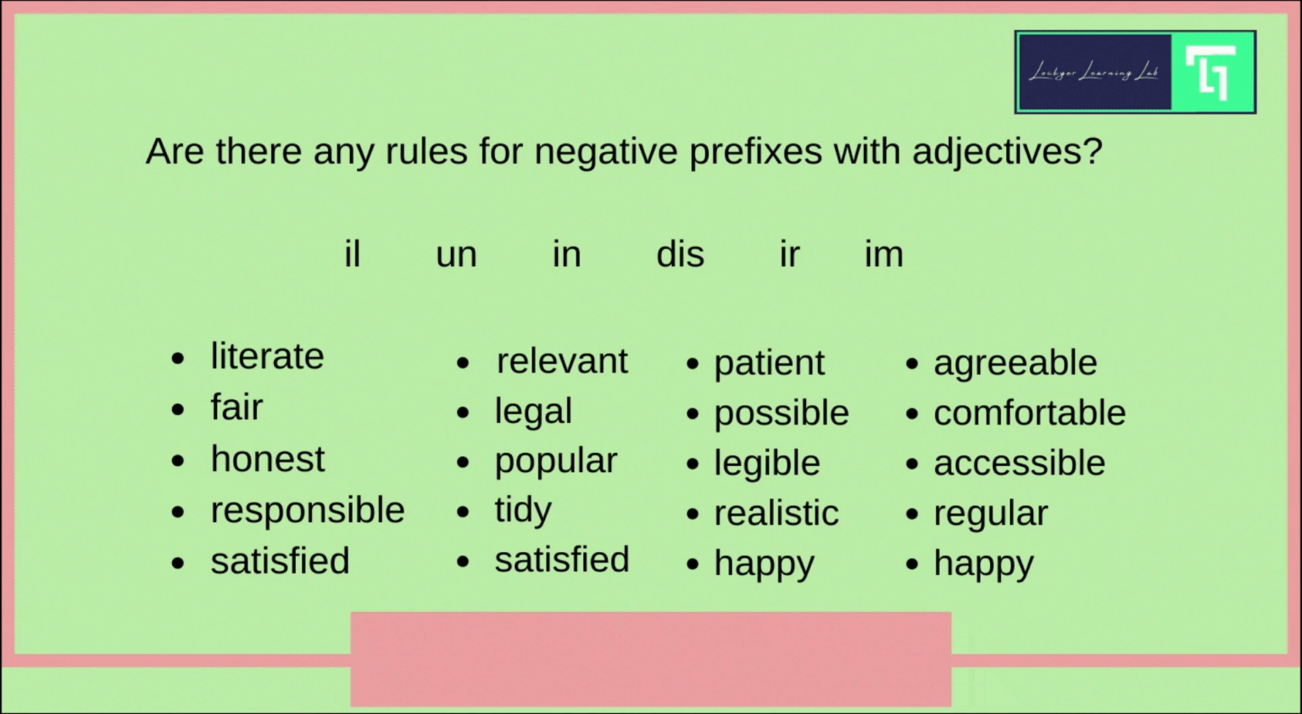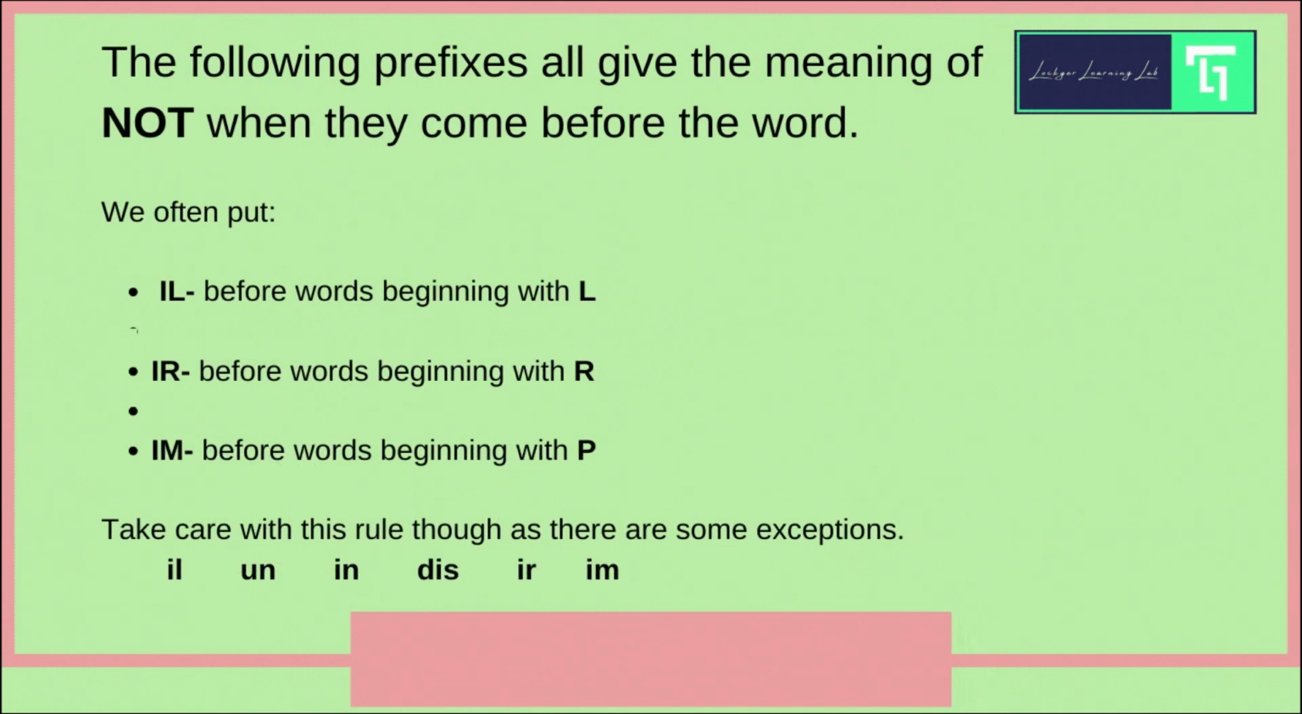So here you've got a list of words. Can you think of any rules? In general, there are a few rules. For example, literate starts with the letter L. A lot of adjectives that start with L, the negative is illiterate. Similarly, relevant starts with R, and the rule here in general is we use irrelevant. Patient, another rule, usually it's impatient. So those are three rules. Now, they're nice rules, but of course there are exceptions, so be very careful.